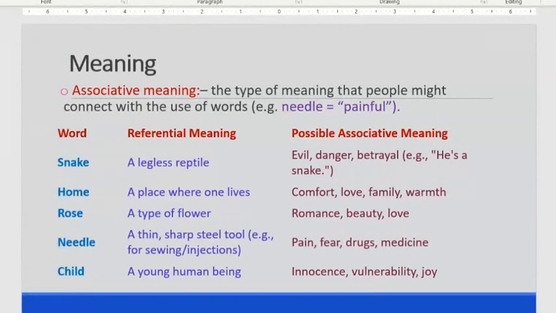Okay, rose: a type of flower, and it represents romance, beauty, and love. A needle, a thin sharp steel tool. Okay, the associative meaning can be pain, fear, drugs, or medicine. Okay. And child: a young human being. The associative meaning can be innocence, vulnerability, or carefreeness.